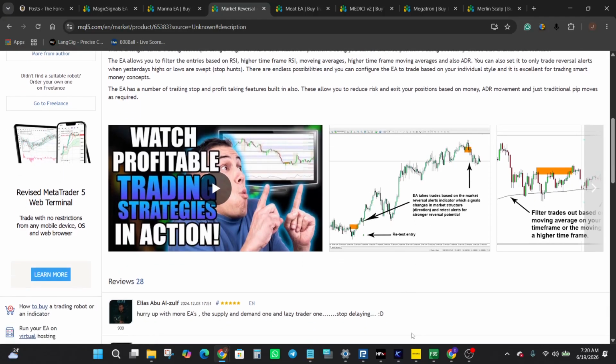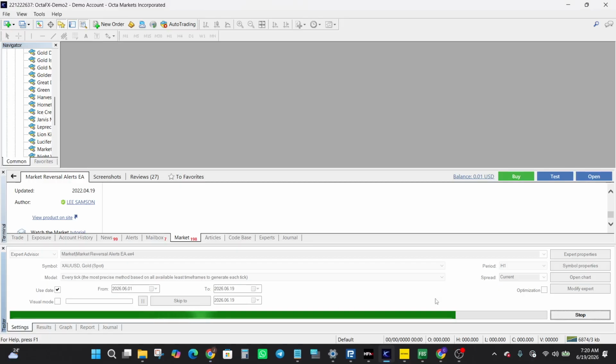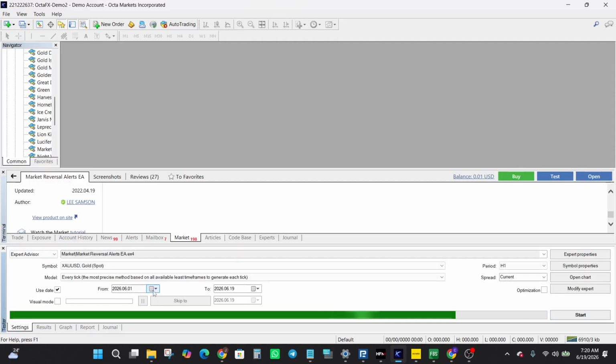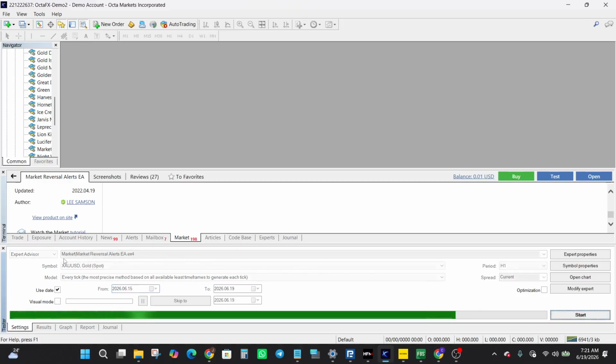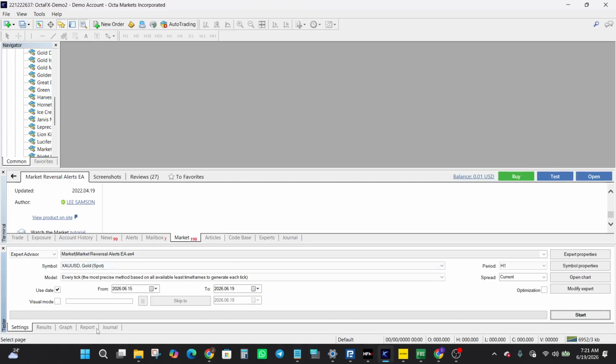So let's head over to our strategy tester. The EA seems to be taking quite a lot of time to generate results. I have already reduced the duration that I was testing it, but still it's taking a lot of time. So I guess I'm just going to reduce it further. Let's see if we're going to be testing over the past week. Perhaps we might have something.